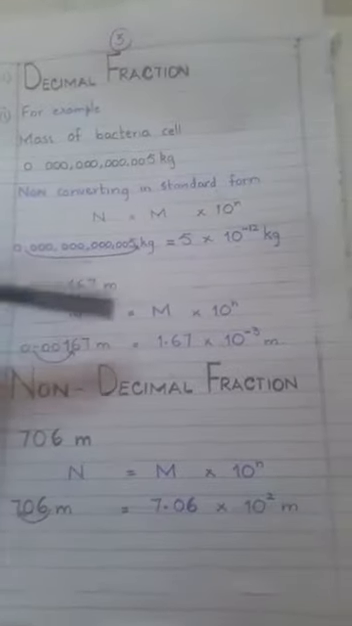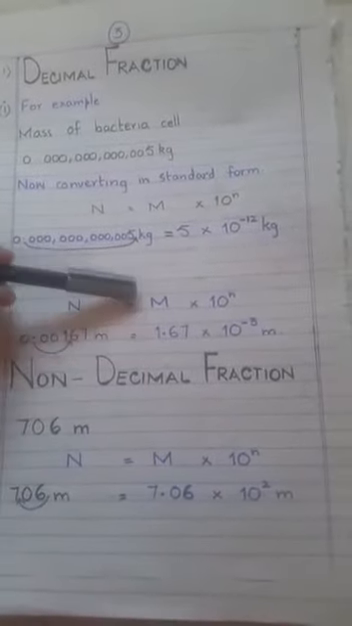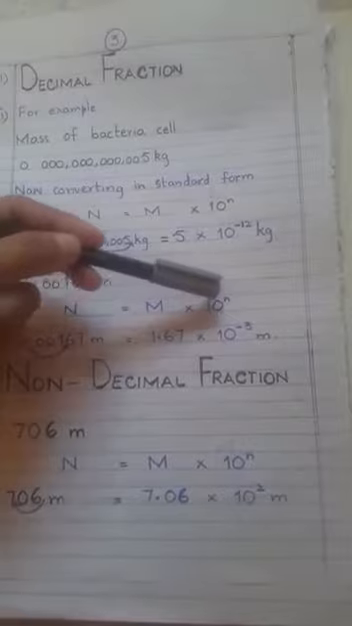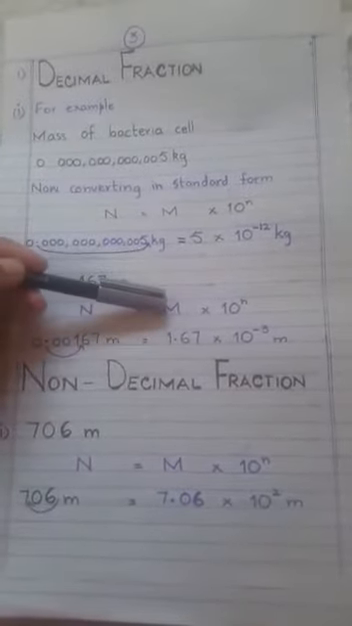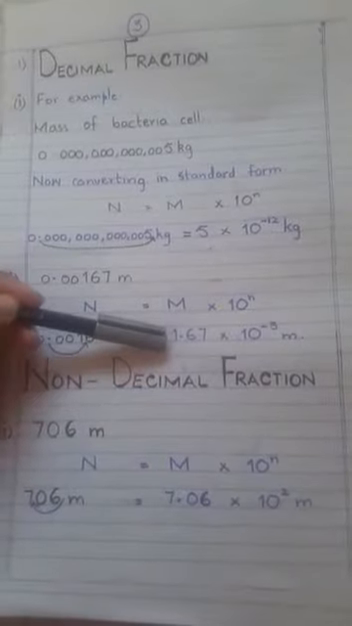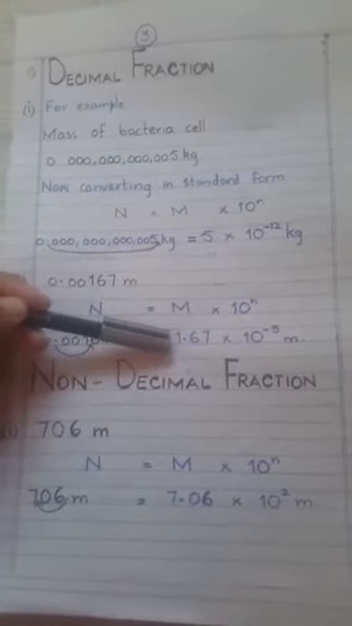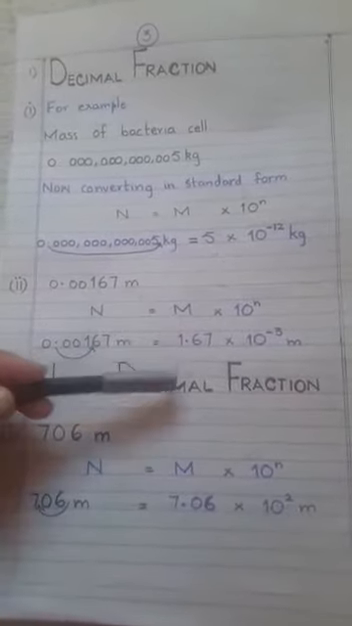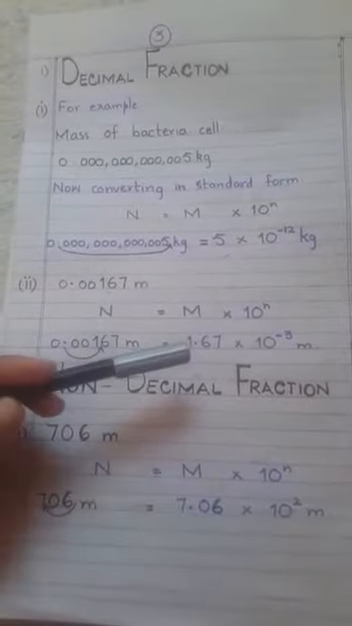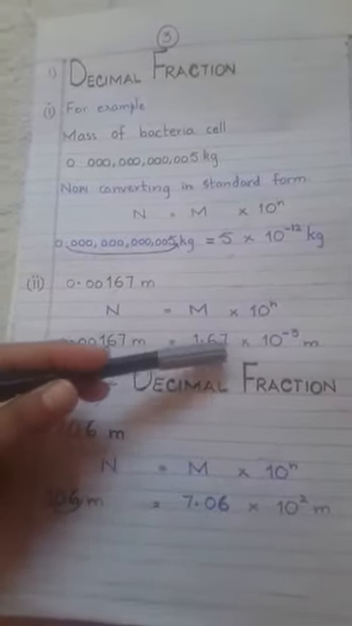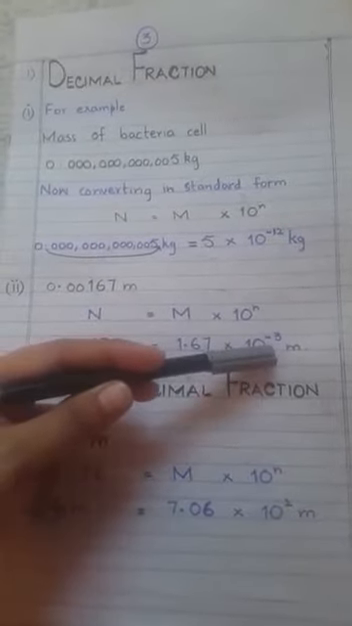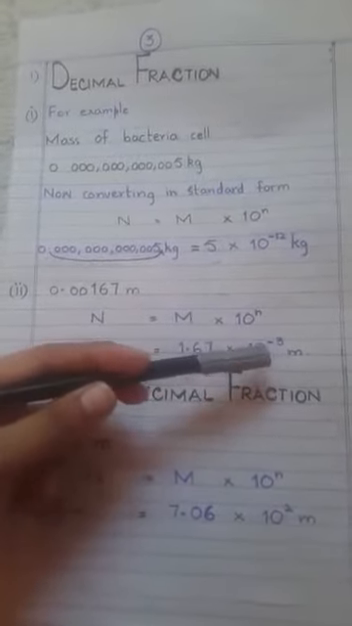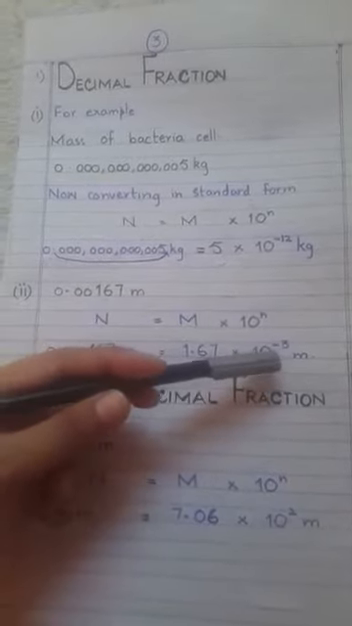So n is equal to m multiplied by 10 raised to the exponent n. m is the mantissa, or the value which consists of a decimal. So the standard notation is equal to 1.67 into 10 raised to power 3. The exponent n is equal to 3.